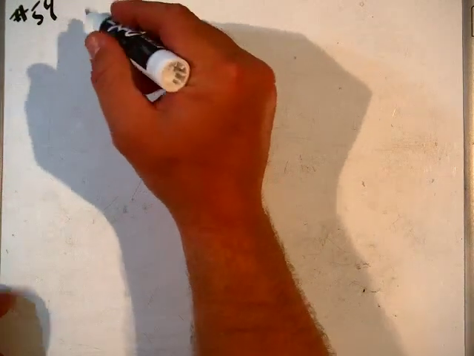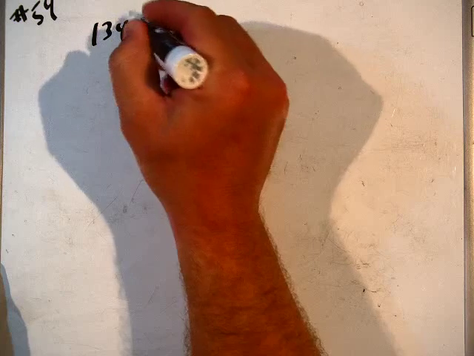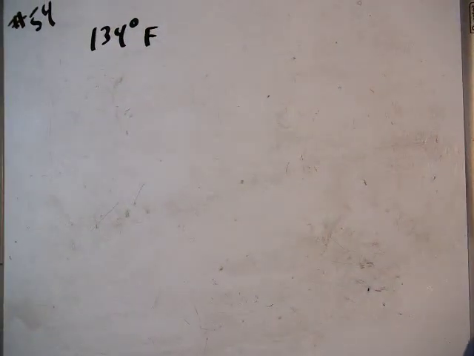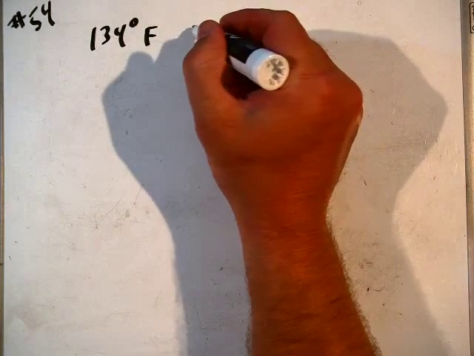This is number 54 in Chapter 1. It deals with a temperature conversion. The question reads that the warmest temperature ever measured in the United States is 134 degrees Fahrenheit. And this was measured in Death Valley, California in 1913. Convert the temperature to Celsius and Kelvin.